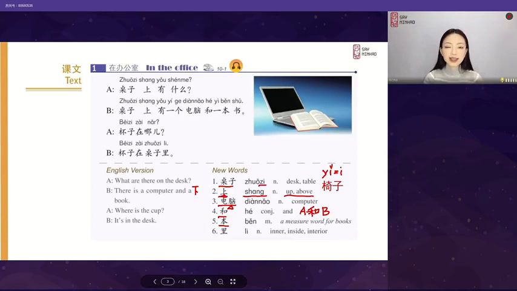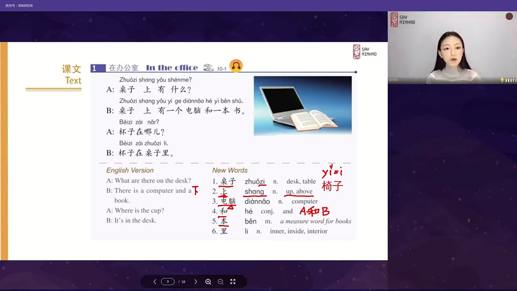Then it is 一本汉语书. Try not to say 中国书, because in this word, Chinese book, Chinese means the language, not the nationality. So we will use 汉语 instead of 中国, okay? So it is 一本汉语书 instead of 一本中国书, okay?